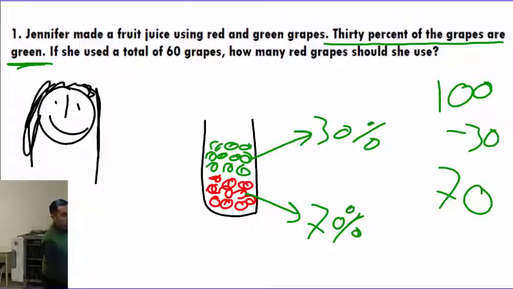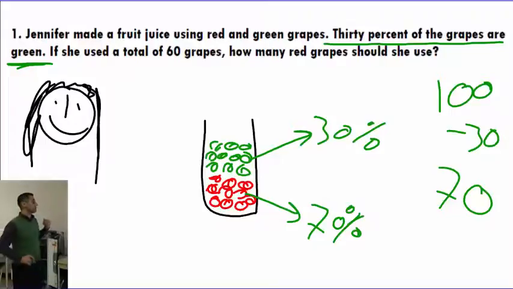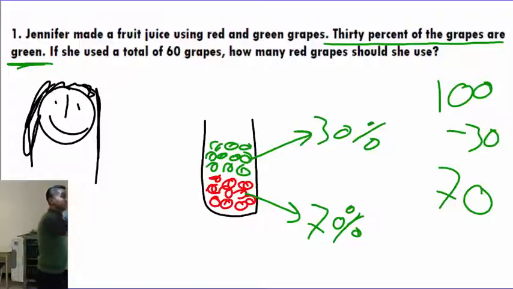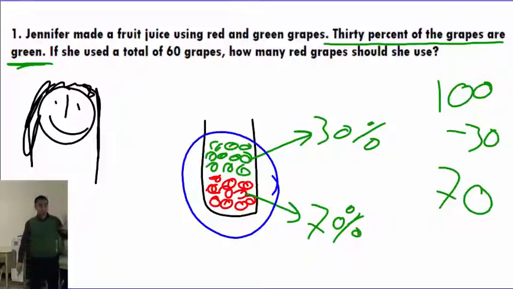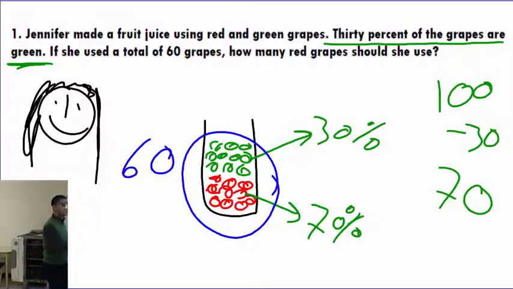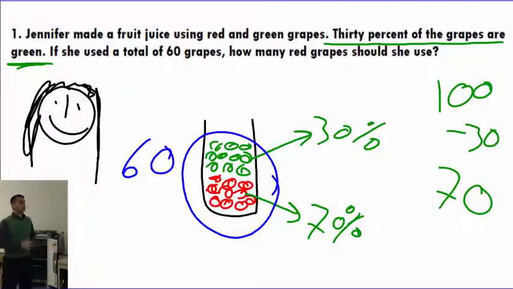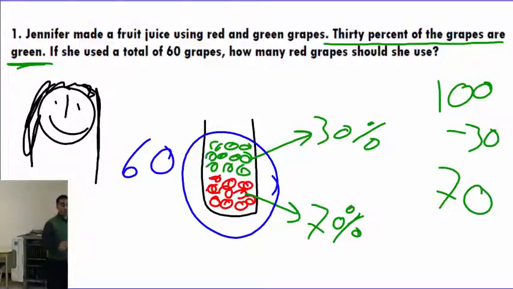70%. Okay, I haven't even finished reading yet. I'm just getting the information from the question while I read it. If she used a total of 60 grapes, total of 60 grapes means red and green, the total mixed, they are numbered as 60. That's the total. She used a total of 60 grapes. How many red grapes should she use? How many? Now we are talking about the number. So which is supposed to be 70%.